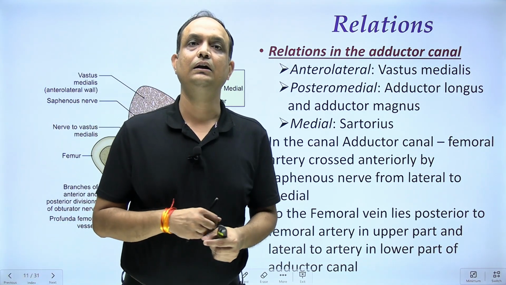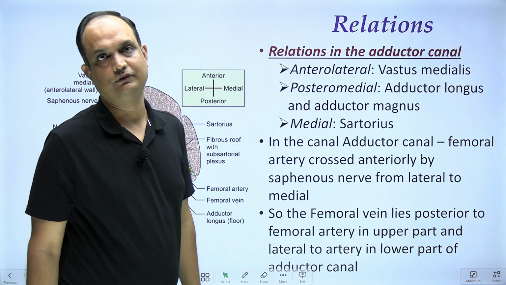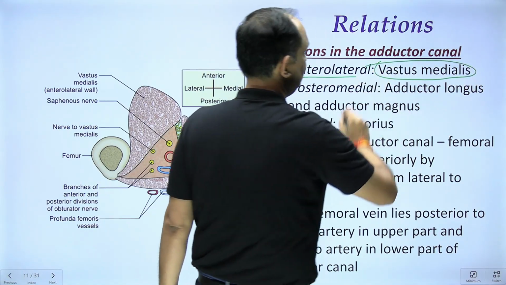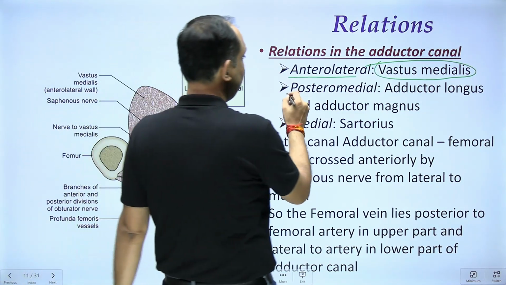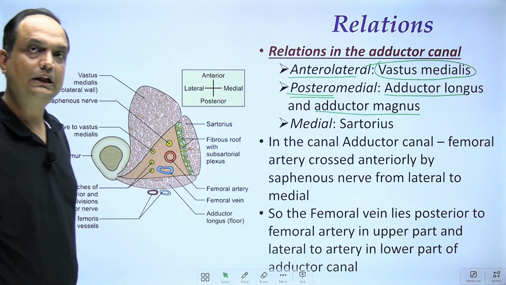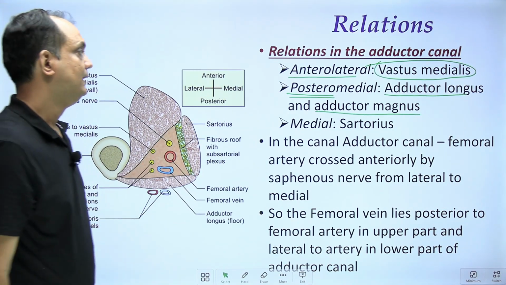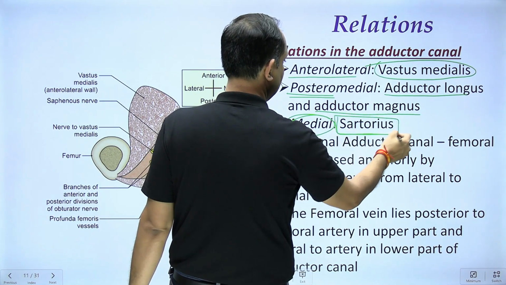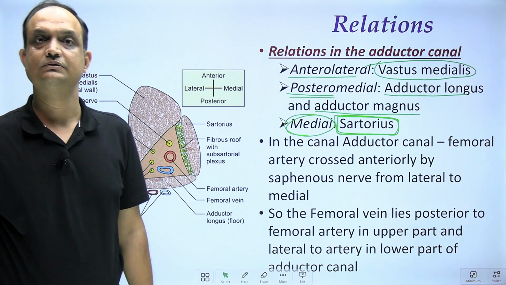So in the adductor canal, what relations will you find? You know the boundaries of the adductor canal. Anterolaterally the canal is bounded by vastus medialis, so obviously the vastus medialis comes in relation. Posteriorly we know that the adductor canal is supported by adductor longus and adductor magnus. So in the adductor canal, the artery comes in contact with the adductor magnus also. Medially, we know it is known as the subsartorial canal. Why? Because it is covered by the sartorius, so the artery itself comes in contact with the sartorius muscle.